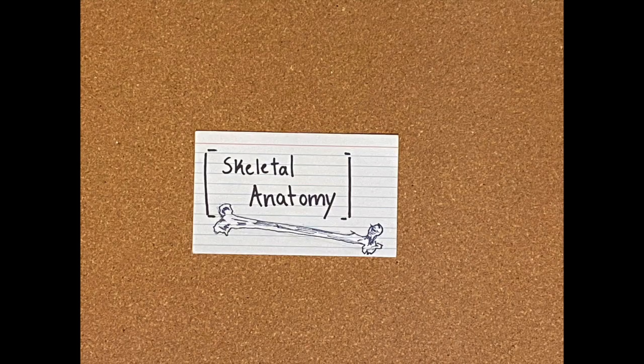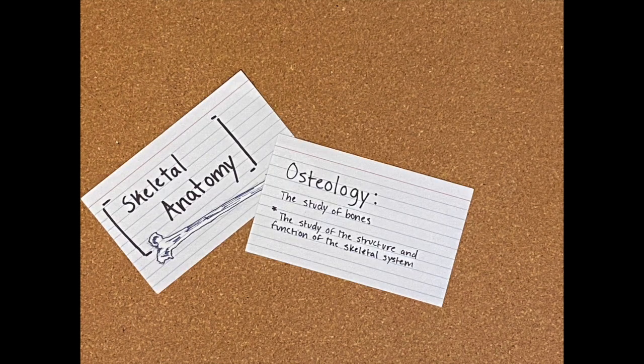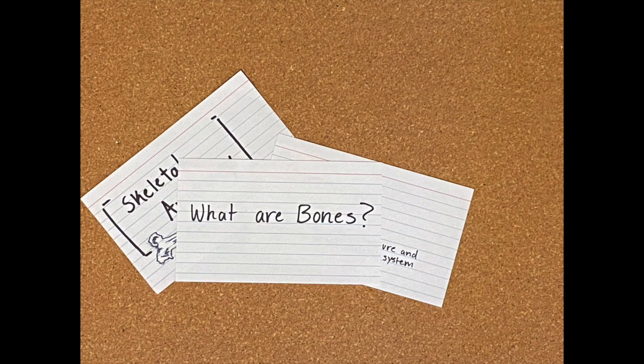Oftentimes I've wondered, how is it possible that humans are capable of the mobility and range of motion we consistently use? In addition, how does this relate to biological anthropology? Osteology is the study of bones as well as the study of the structure and function of the skeletal system. This leaves the question, what are bones and how do they work?